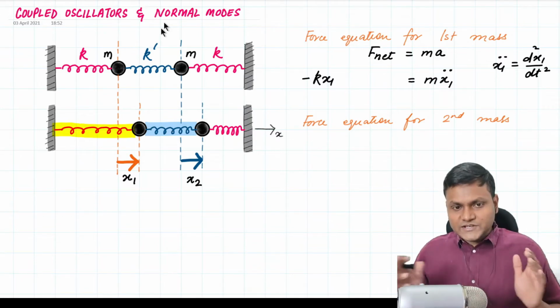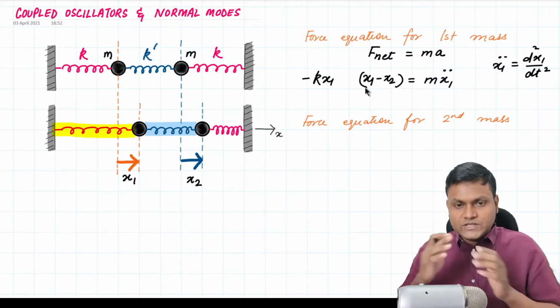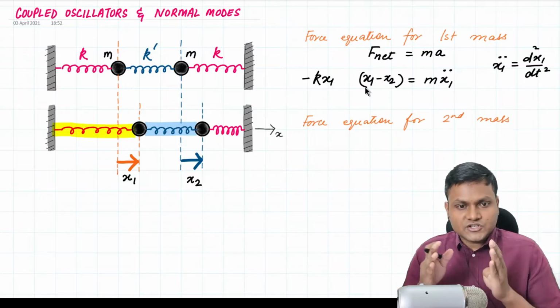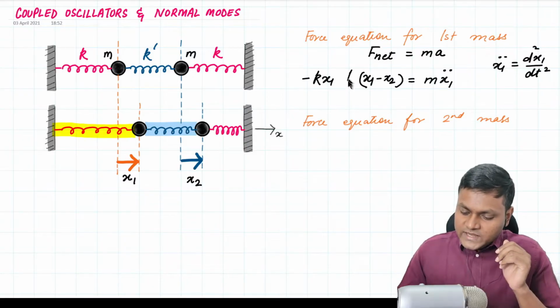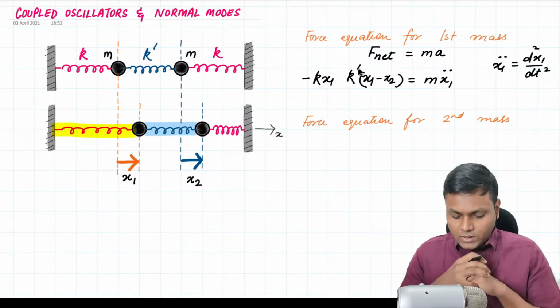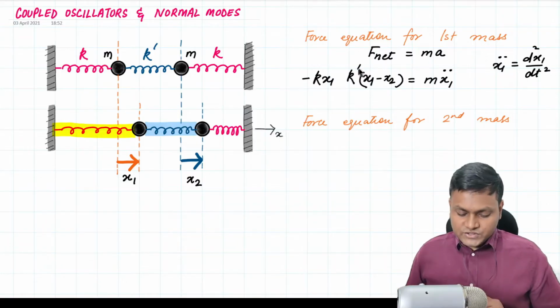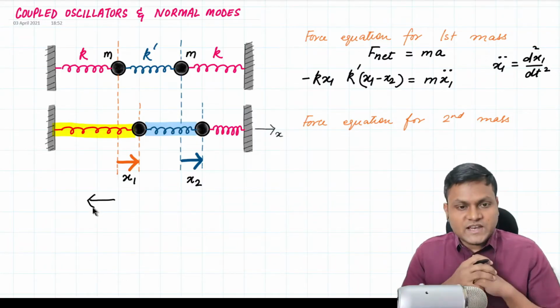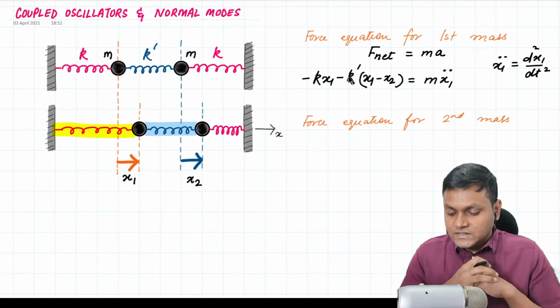So the overall extension experienced by the second spring can be simply given as x1 minus x2. So x1 minus x2 will give us the extension of the second spring compared to its equilibrium. And since the spring constant of the second spring is k dash, I write the force as k dash (x1 minus x2). Now let's suppose x1 is greater than x2, in that case, the direction of force is opposite to the extension that is created. In that sense, I'll apply a negative sign here, and this gives us the force equation for the first mass.